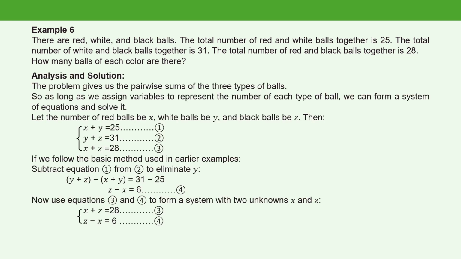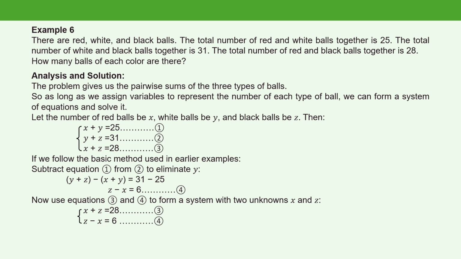The problem gives us the pairwise sums of the three types of balls. So as long as we assign variables to represent the number of each type of ball, we can form a system of equations and solve it. Let the number of red balls be x, white balls be y, and black balls be z. Then we can have a system of three equations.